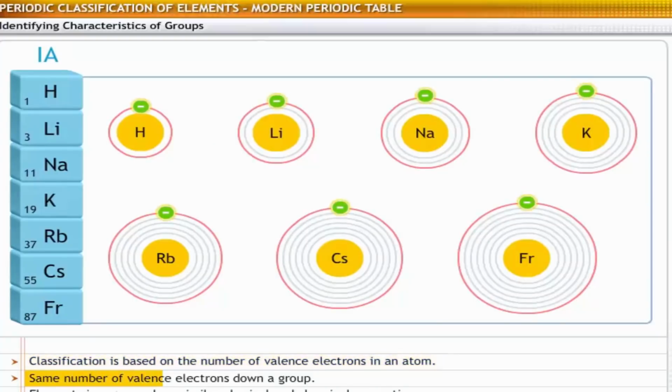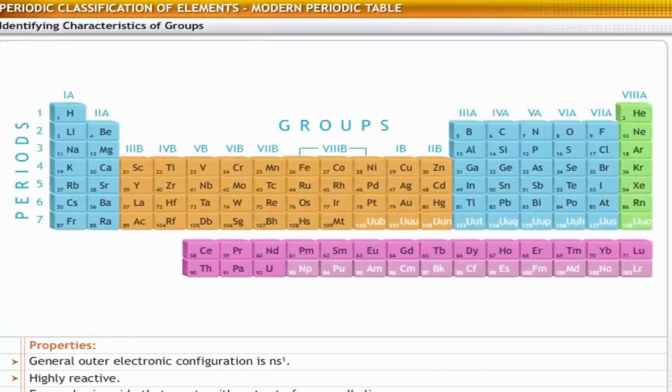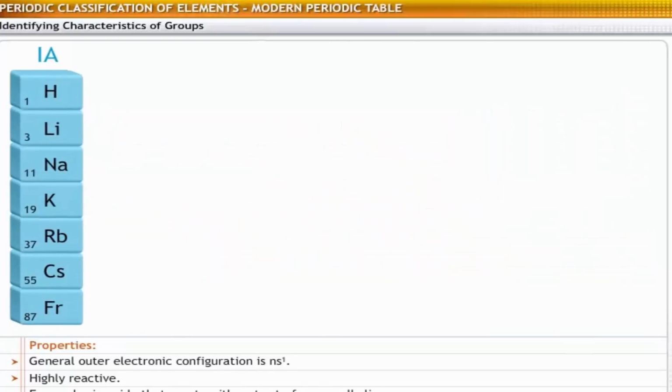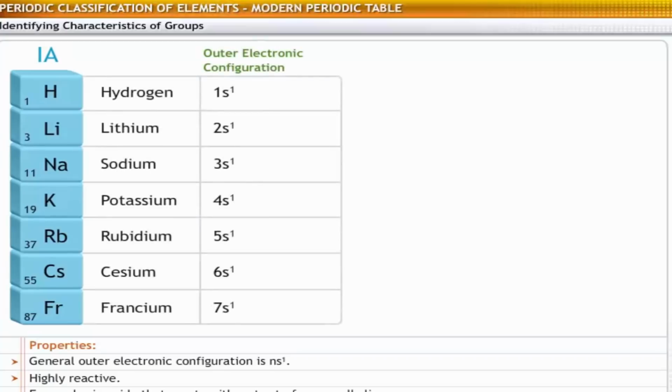The number of valence electrons of elements down a group is the same. Therefore, the elements in a group show similar physical and chemical properties. Let's take a quick look at the properties of the elements in each group to examine their similarities. If you begin with group 1, this group has 7 elements: hydrogen, lithium, sodium, potassium, rubidium, cesium, and francium.